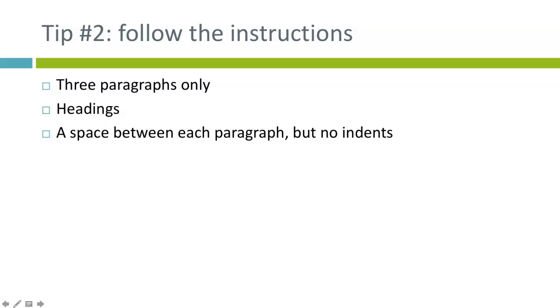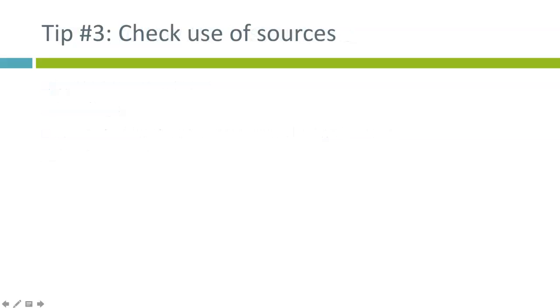Format, a space between each paragraph, but because you are putting a space between each paragraph, you don't also have to indent them. And make sure that you have a references list at the end of your 3 paragraphs. And by the way, it's called references. It's not called works cited. It's not called bibliography. It's not called resources. APA documentation format is very specific about these kinds of things. It's called references. Tip number 3 is make sure that you check how you have used your research sources.